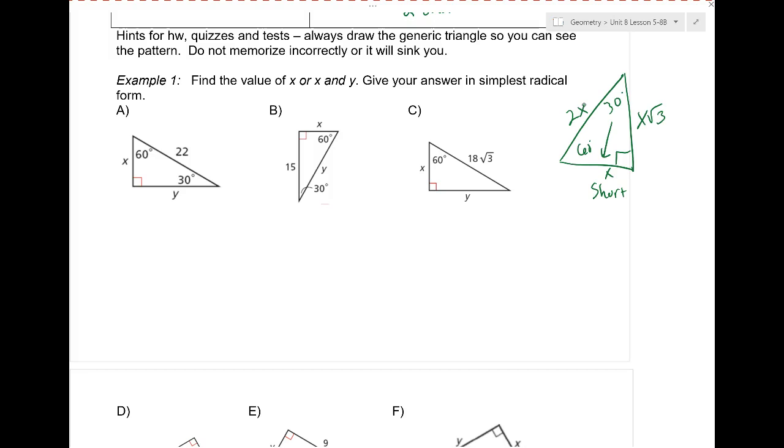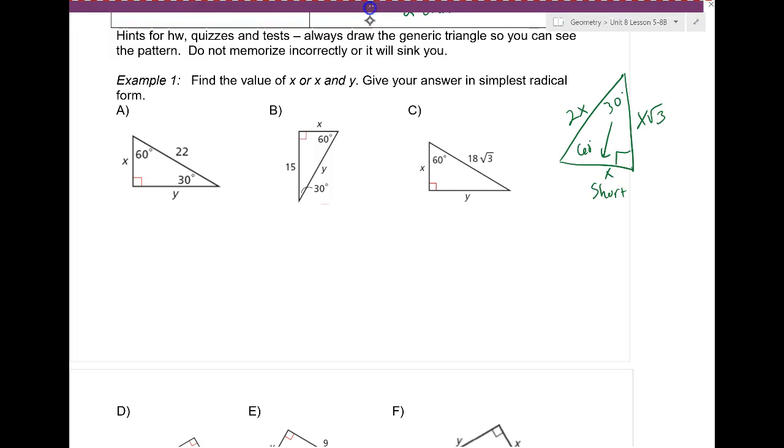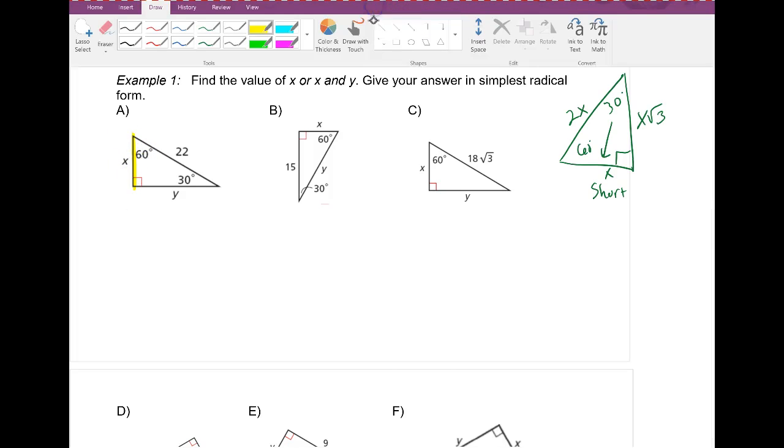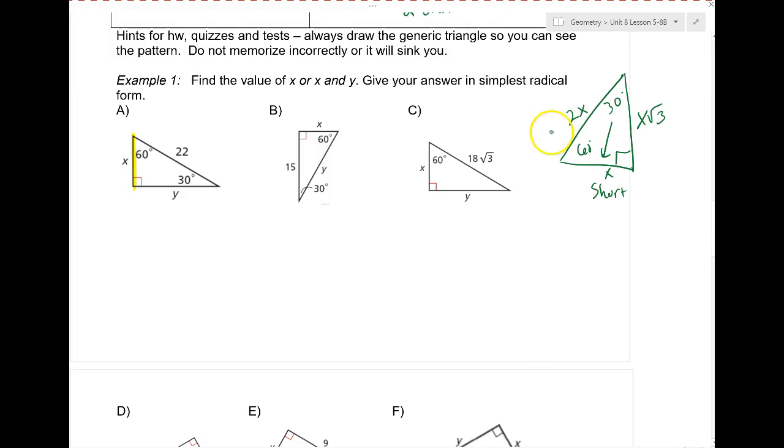So look at the first one for me. Is that a 30, 60, 90 triangle? Okay, and then ask yourself, what side do you know? You know the hypotenuse. Which side do I want? Where do I want to go? Home. What's my home base? Short leg. It's this one, correct? So my question is, how do I go from my hypotenuse down to the short leg? Divide by what? Divide by 2. All right, so do that. x is just 22 divided by 2. What's that going to be?